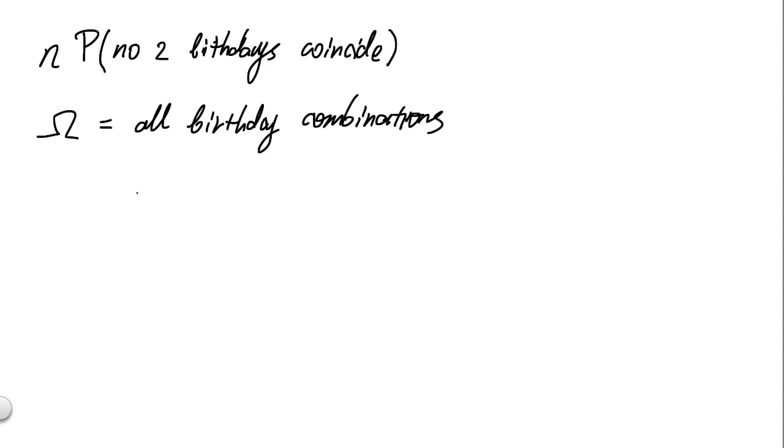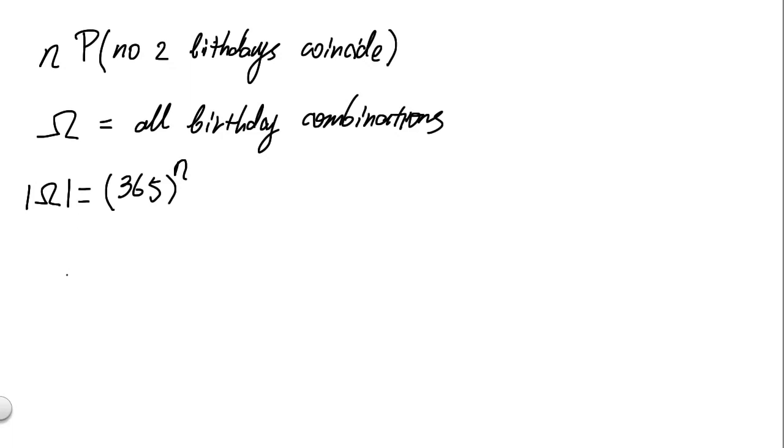Let's see how big that is. Well, we have a collection of n people, and each person has 365 choices, and therefore the total number of choices for all possible birthday combinations will be this number raised to the power n. So this will be the size of our sample space, omega.